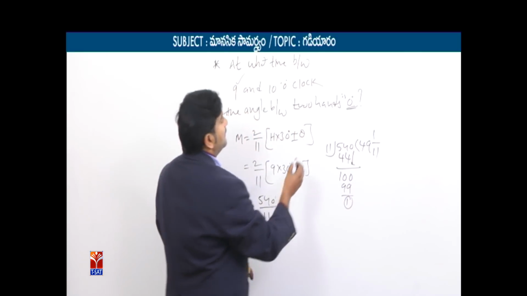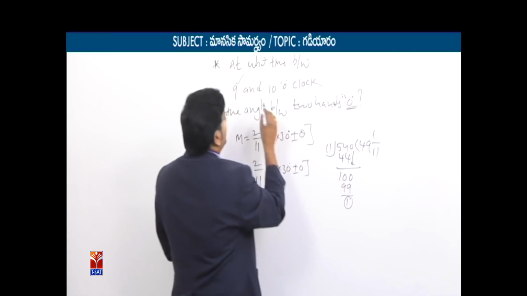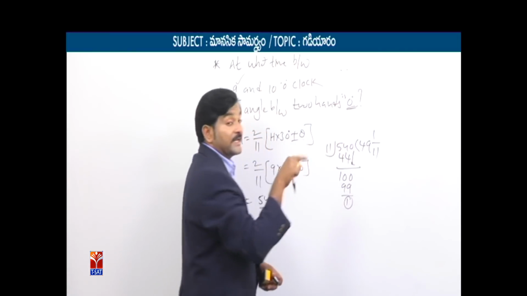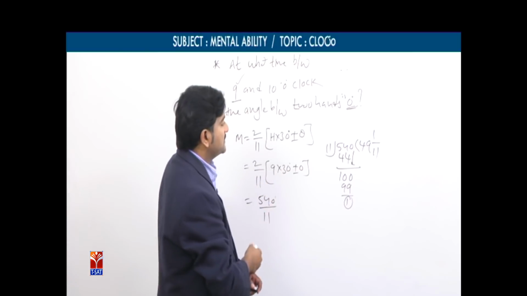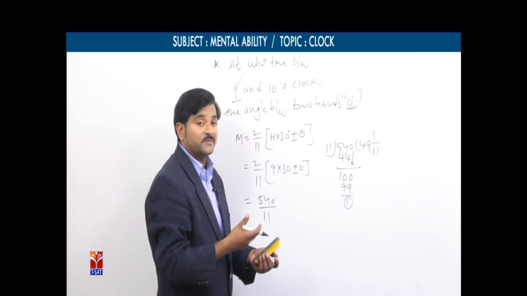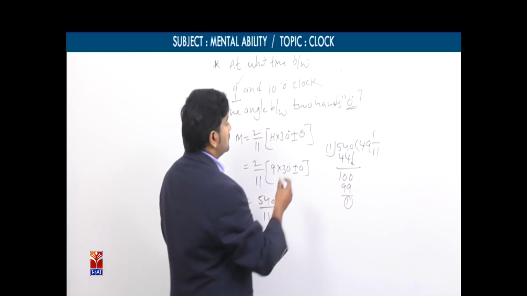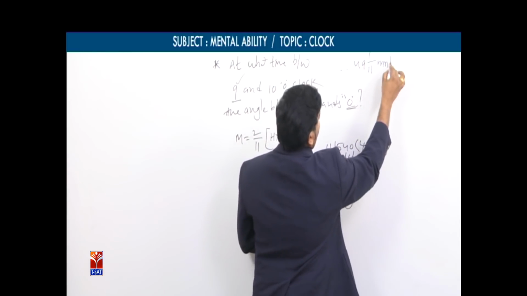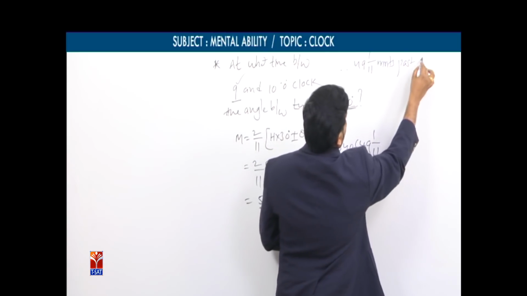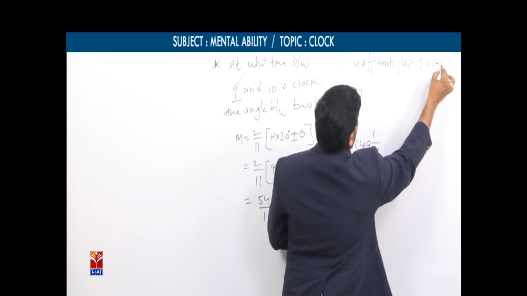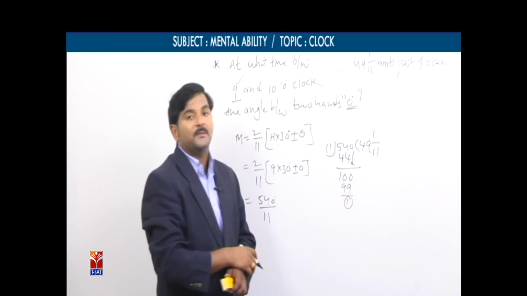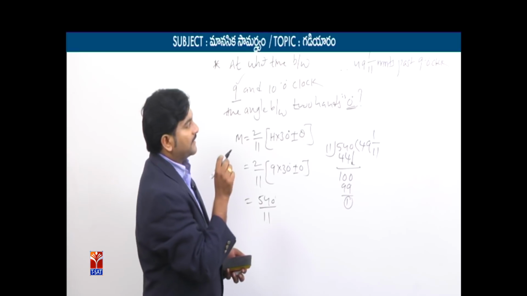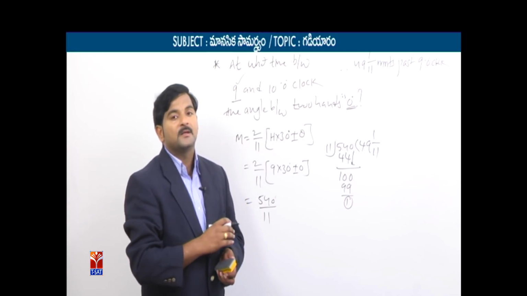So finally, what is the final answer for this? Starting hour is how much here? 9 o'clock. That's why that answer can be expressed in the second way. Earlier we discussed two types of expression. Now we will follow the second expression. So what can you say now? 49 1 by 11 minutes past 9 o'clock. So exactly at this time the angle between the two hands is 0 degrees, or simply we can say exactly at that point of time the two hands coincide.